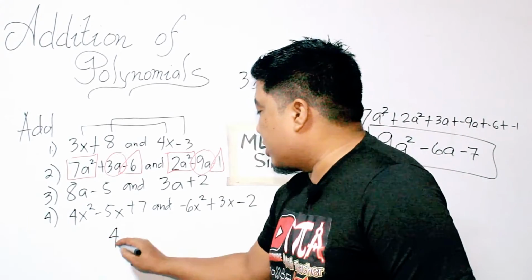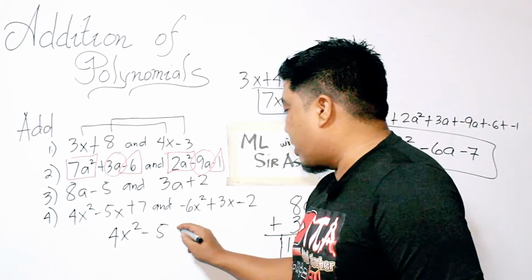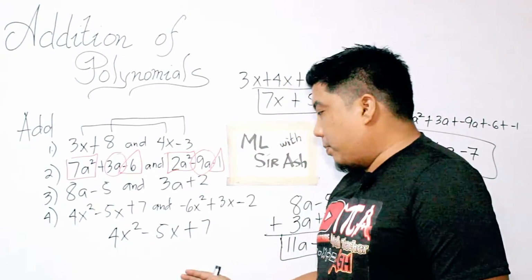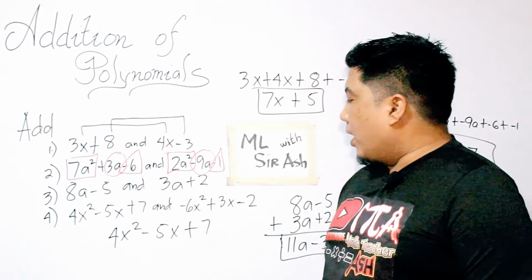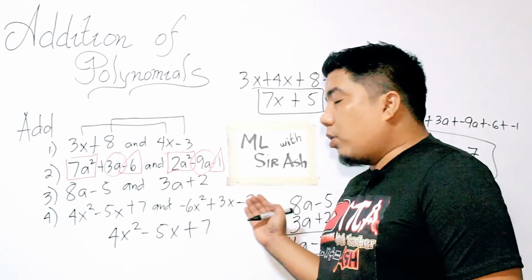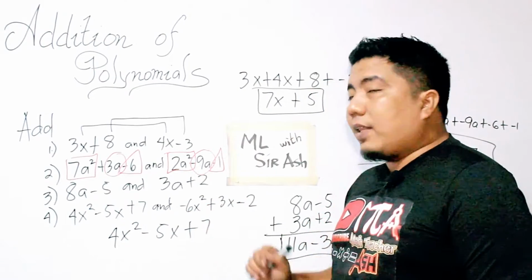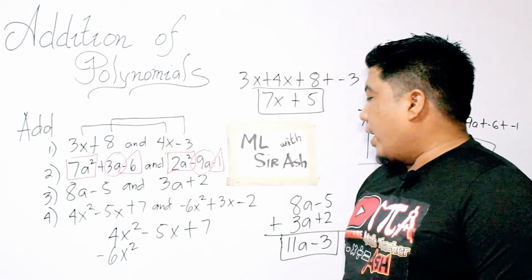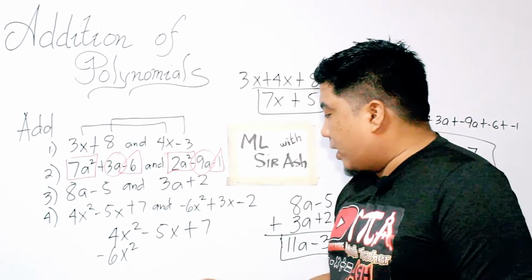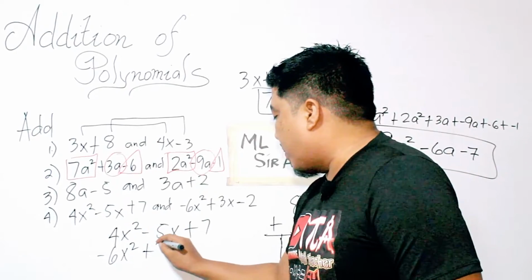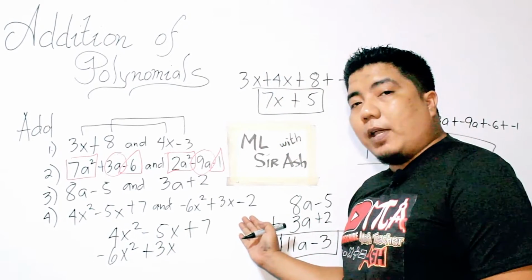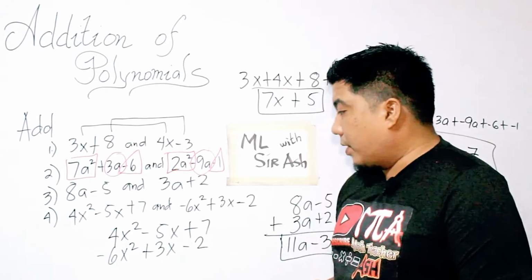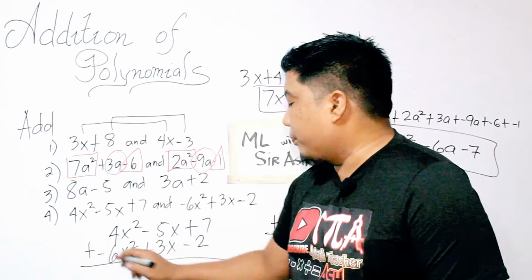So, what we can do is we just write the first given. Okay? So, as you can see, this is the quadratic term, the linear term, and the constant term. Now, in our next group, which among these terms is the quadratic term? That is the negative 6x squared. So, you put it below the 4x squared. And then, our 3x will be placed below the negative 5x. So, that is positive 3x. And then, our minus 2 or negative 2 will be placed below the positive 7 or the plus 7. Now, you will add them.